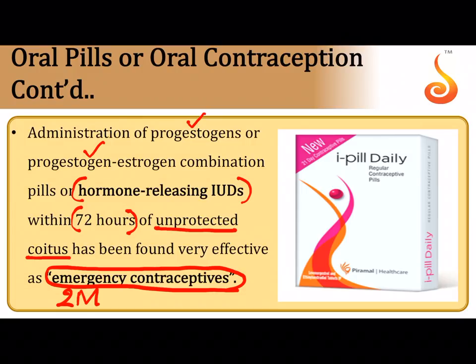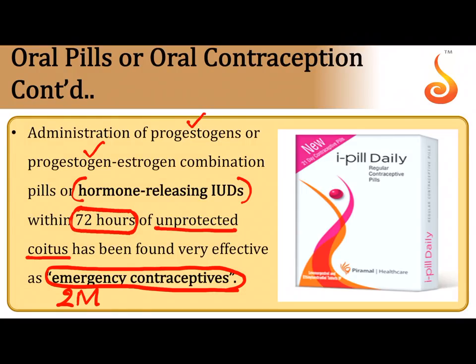But what is the time window for this? Within 72 hours of unprotected coitus, this has to be done. And since this is done over a very short notice, that's why it is called emergency contraceptive. So in emergency contraceptive, there are 3 options: either a mini pill or a combined pill or a hormone releasing IUD. So how do these emergency contraceptives work?